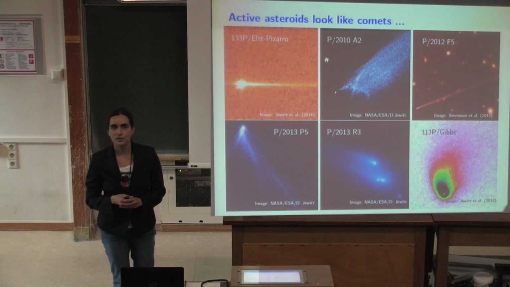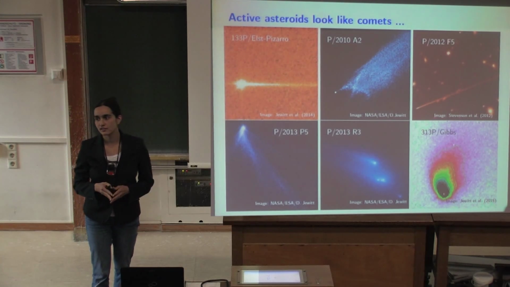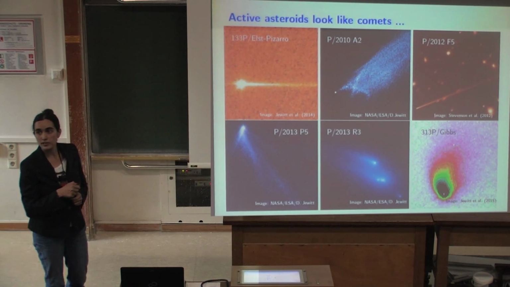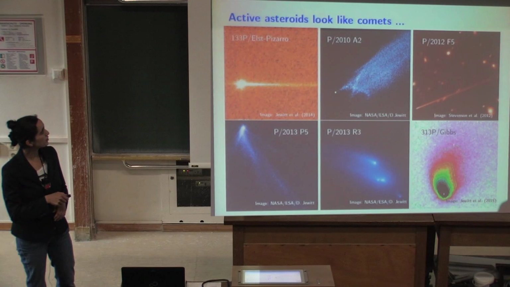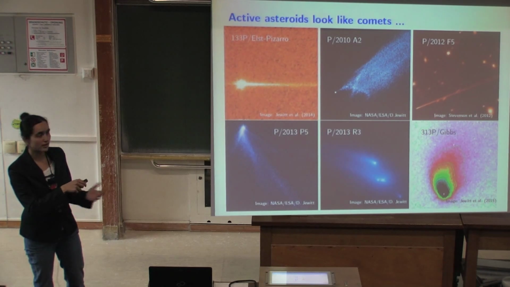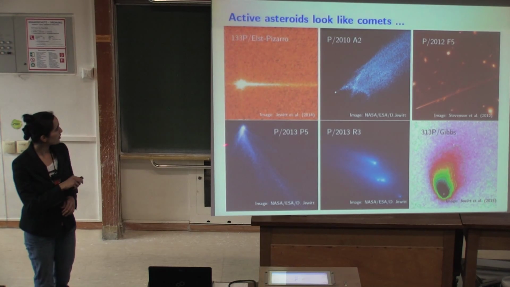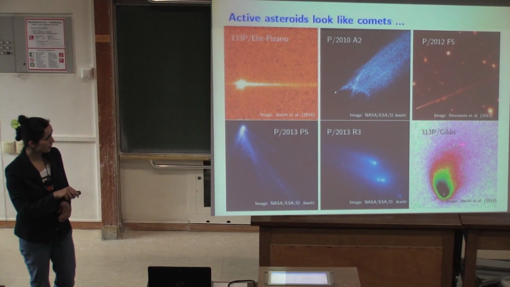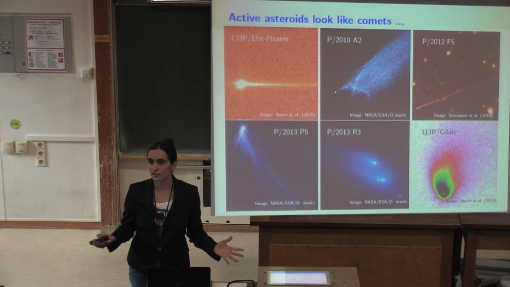Now, active asteroids look like comets. They are not point sources, but they have dust tails which are similar to comets, or at least some of them remind of comets. This one is the prototype, Elst-Pizarro, which was discovered almost 20 years ago now. And here we have a collection of other more recently discovered active asteroids, which are, you see, very different. We have this one with these arc-shaped structures. We have this one which has multiple tails. We have one that broke up completely. But you also have the really comet-like classical dust tails. So why are they not just comets?